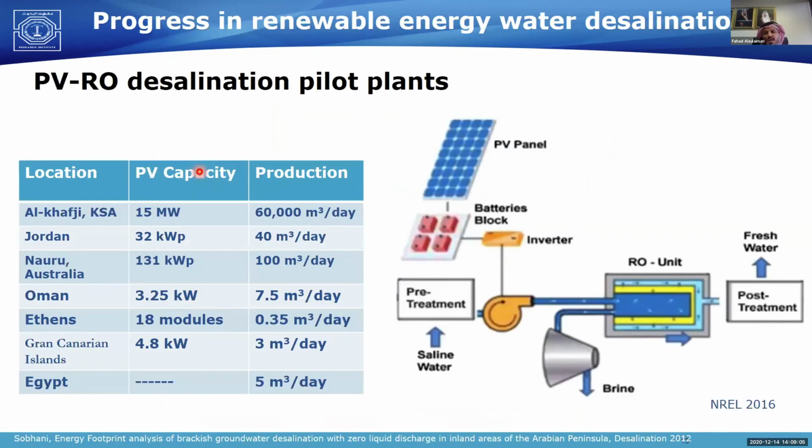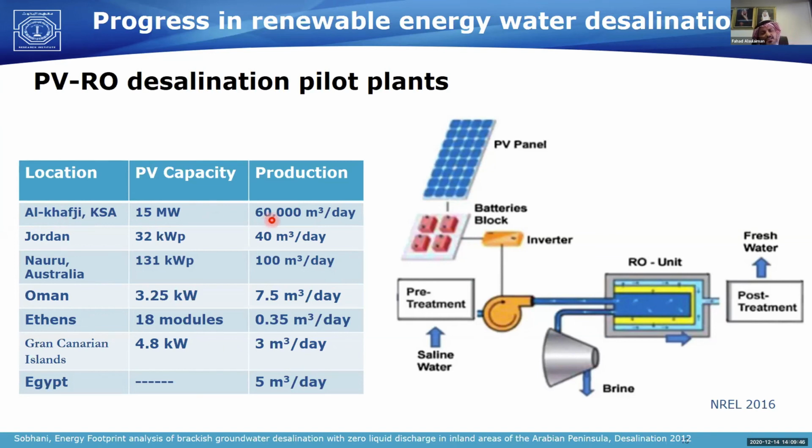Now, as I mentioned before, PV RO is relatively well established and it has been tested in many places, including Saudi Arabia. The principle is you have a regular or conventional RO system, and you need just an electricity source, which is PV, and you need a battery to have stable operation for the pump and for the RO system. So in Saudi Arabia, it has been tested and proven working in the Al Khafji area, which is close to the Kuwait border.